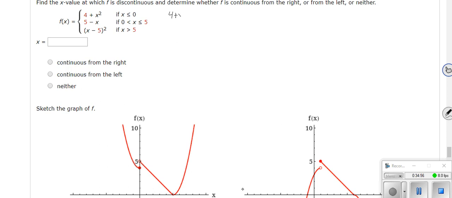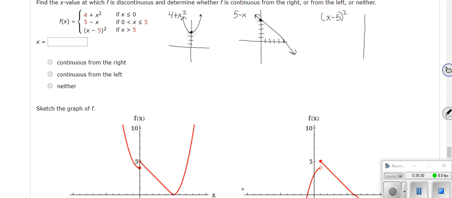So the graph of 4 plus x squared, remember, is just your parabola, but it's shifted up 4. The graph of 5 minus x, again, is just a line where the y-intercept is 5 and the slope is -1. So it's going to look like this. That's the line. And x minus 5 squared is a parabola that's shifted right 5.